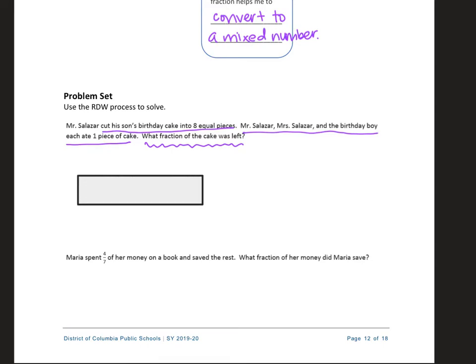Let's go back. We know that Mr. Salazar cut his son's birthday cake into 8 equal pieces. So I'm going to cut my tape diagram into 8 equal pieces, and I'm going to label this as 1 whole because this is 1 whole birthday cake. Now I know that Mr. Salazar, Mrs. Salazar, and the birthday boy each ate 1 piece of cake. So each person ate 1: Mr., Mrs., and the birthday boy.